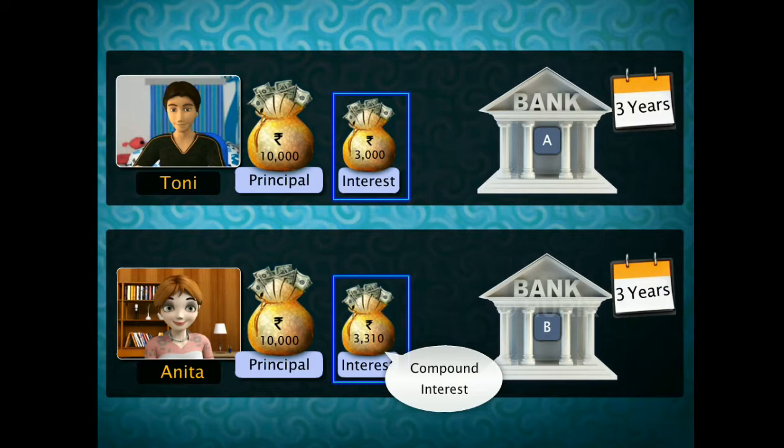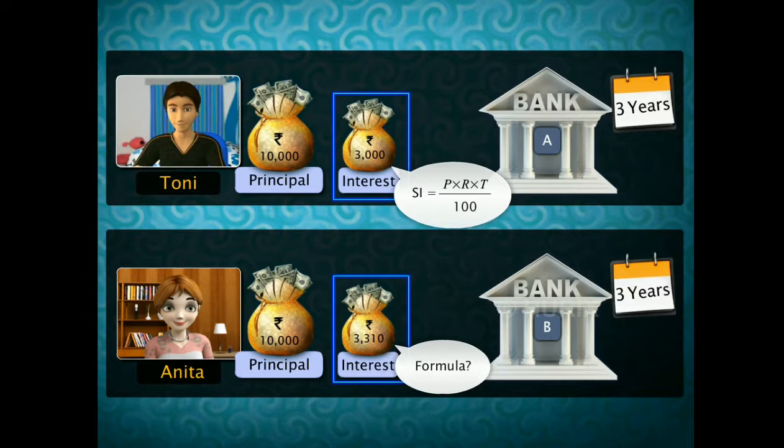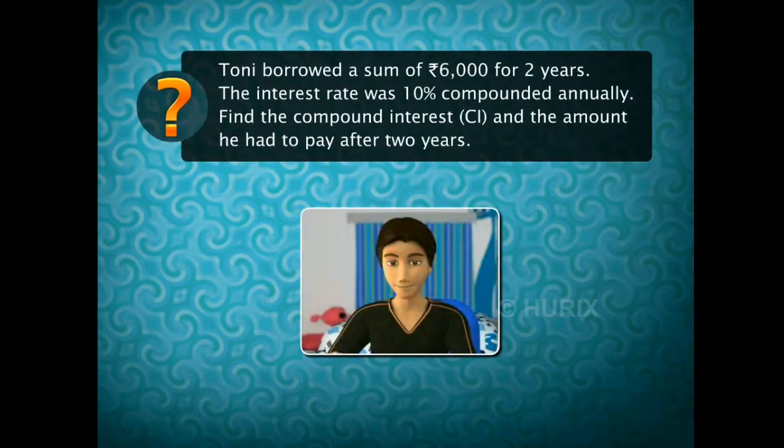Remember that in the case of Tony, we can find the interest by using the formula simple interest equal to PRT over 100. But do we have a formula to calculate compound interest? Let's try to derive the formula using an example. Tony borrowed a sum of 6,000 rupees for 2 years. The interest rate was 10% compounded annually. Find the compound interest and the amount he had to pay after 2 years.